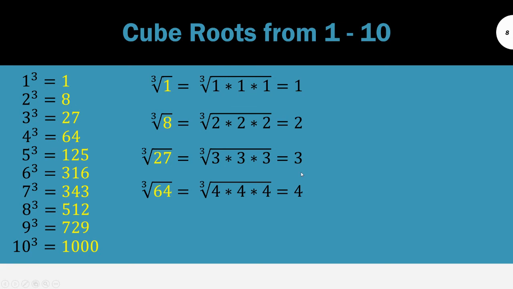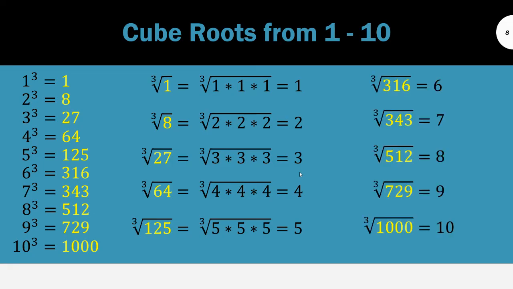Cube root of 64 is 4. Cube root of 125 is 5. And the rest follows through. Don't forget about these.